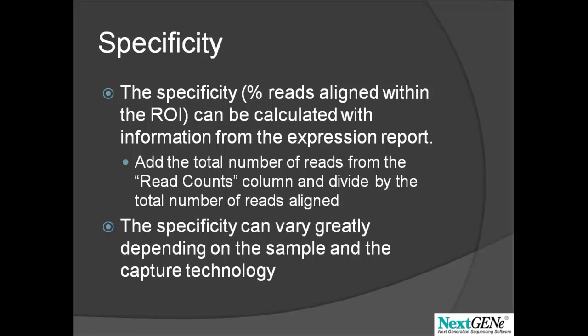This information can be used to calculate important measurements for capture data, like the number of regions with very low or zero coverage, the average coverage, and the specificity. The specificity of capture is an important measurement to give an idea of how successful the capture was. Generally, it can vary between 20 and 90%. It can be quickly calculated by adding the number of reads, listed as read counts, in each region of interest, and dividing that by the total number of aligned reads.